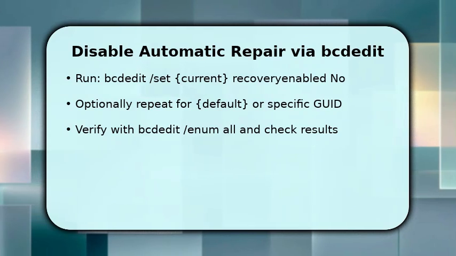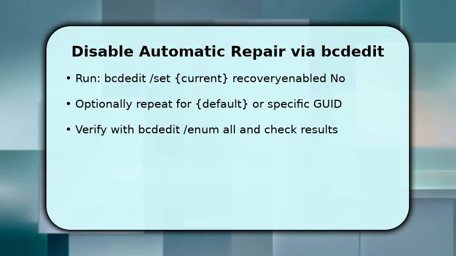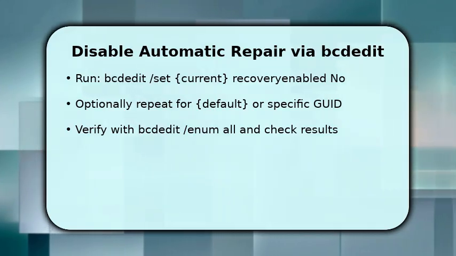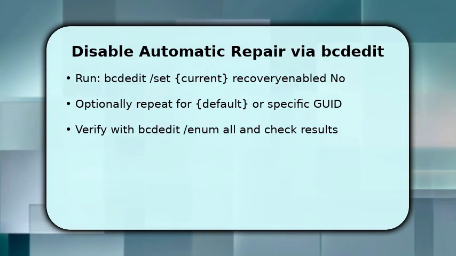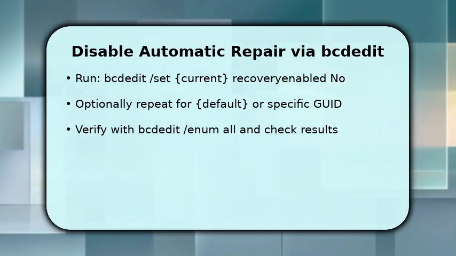You will now disable automatic repair using bcdedit because it toggles the Windows Boot Manager behavior directly. Type bcdedit /set {current} recovery enabled no and press enter. If you have a different active entry, substitute its GUID.